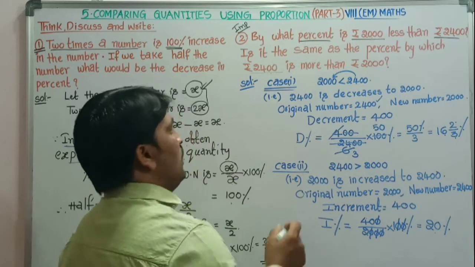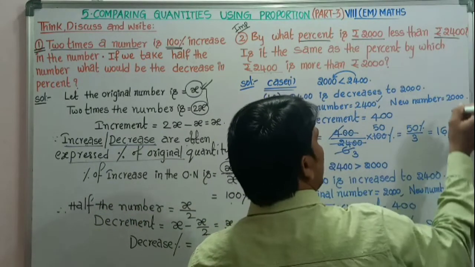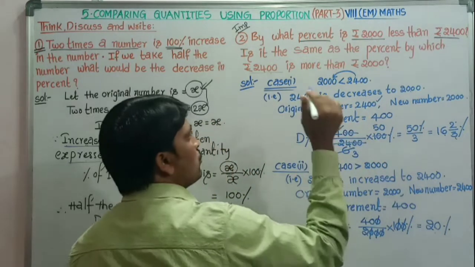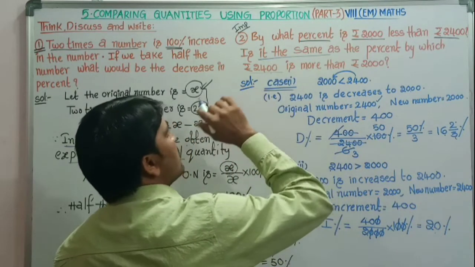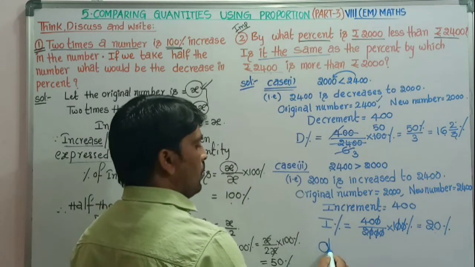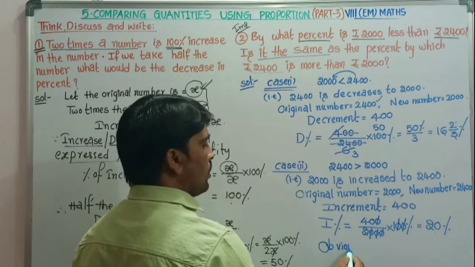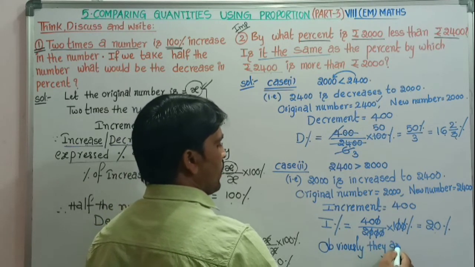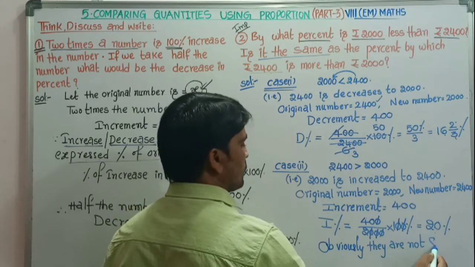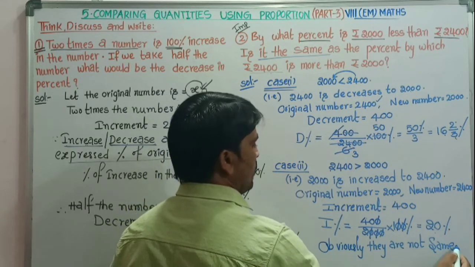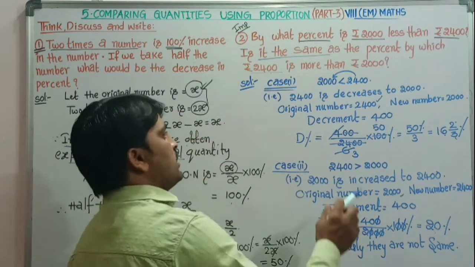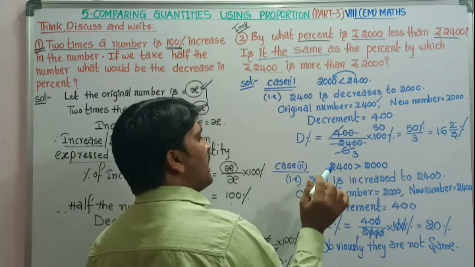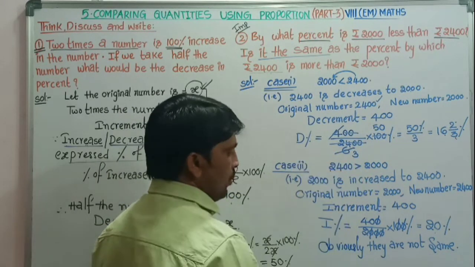In the question, 2000 is 16 2/3% less than 2400. 2400 is 20% more than 2000. So he asked, is it the same? Obviously, they are not the same. Okay, students. In the first case, we compare 2000 to 2400. In the second case, we compare 2400 to 2000.